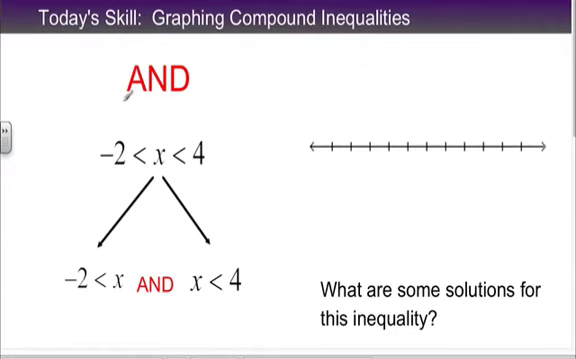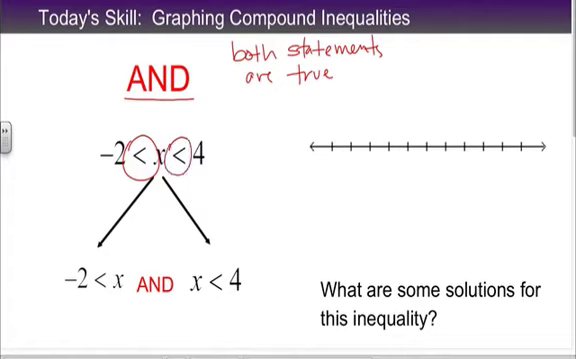When we're looking at "and" inequalities, both of the statements, both of the inequality statements have to be true. Not one or the other, but both of them. So when we have an example like this, -2 is less than x is less than 4, you can see there are two inequality symbols written in the statement, right? So that's what makes it compound.